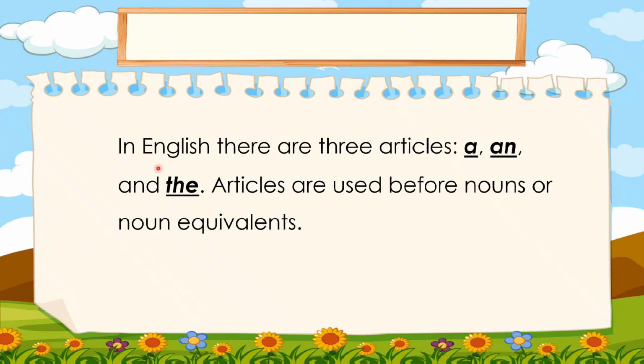These are some substances that you cannot count. Okay, in English, there are 3 articles: a, an, and the. Articles are used before nouns or noun equivalents. Let's see how we are going to use these articles a, an, and the.